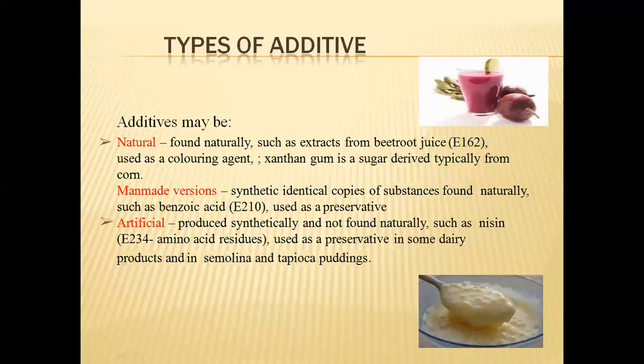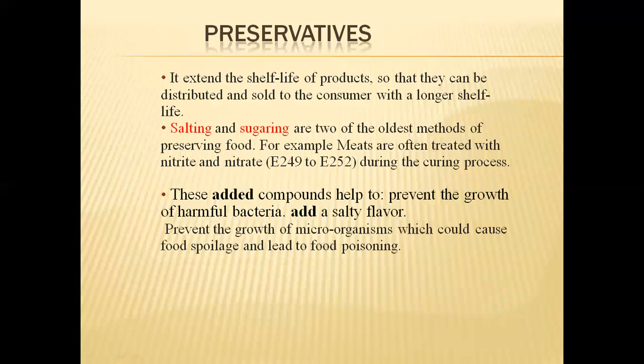Okay, let's go to the first food additive, which is preservatives, which are used in food. What they do is extend the shelf life of the product so that it can be distributed and sold to the consumer with a longer shelf life. Classical examples are salting and sugaring, which human beings have been doing for many years. This is one of the oldest preservation methods.